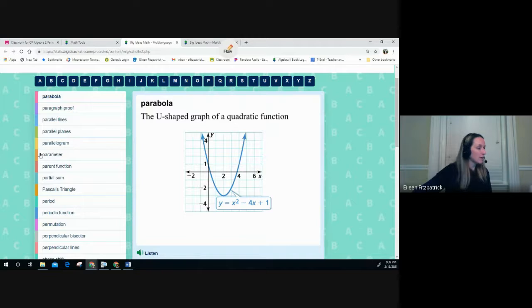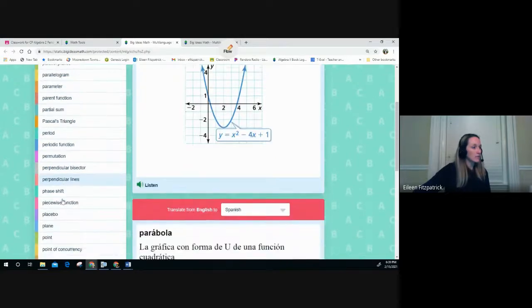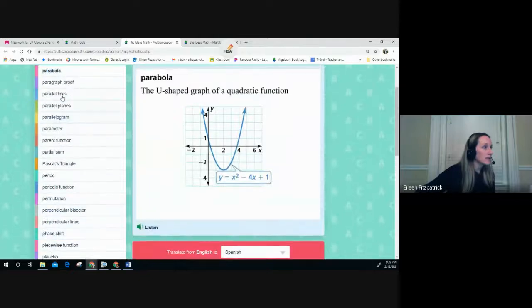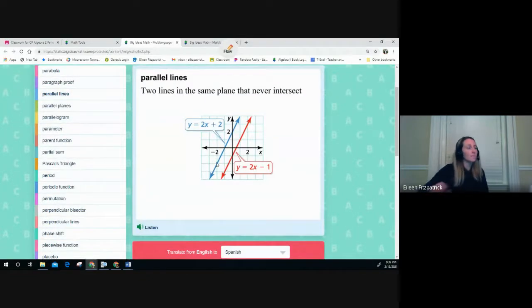Next, we have parallel lines. Parallel lines are all the way up top. Two lines in the same plane that never intersect. And if you look at the example, parallel lines have the same slope, but different y-intercepts. And that's important. Okay, so same slope, but different y-intercepts.